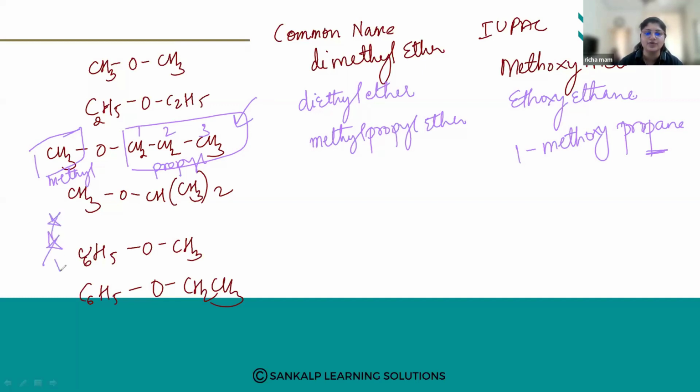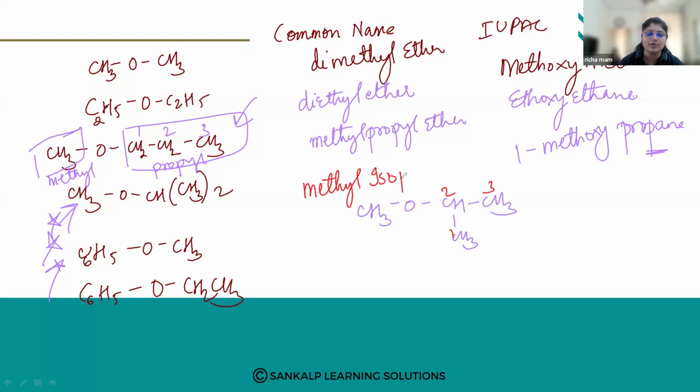Next compound. This is important, asked in exams for 1 mark: give the IUPAC name of the following compound. This can be C6H5... this particular CH3OCH(CH3)2. Can you tell the name now? If you number the carbon, this is 1, 2, and 3 again. So it is methyl isopropyl ether, and the IUPAC name is 2-methoxypropane.